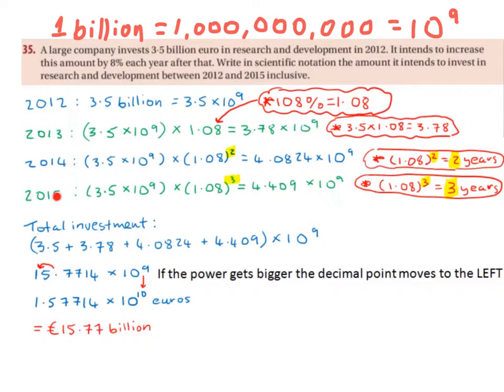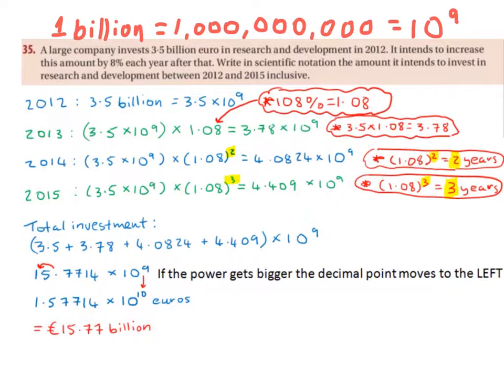We're going to do the same for 2015. We start with our initial amount, 3.5 times 10 to the power of 9, and we're going to multiply it by 1.08 raised to the power of 3, because to the power of 3 is going to represent 3 years. And that's going to give us 4.409 times 10 to the power of 9.